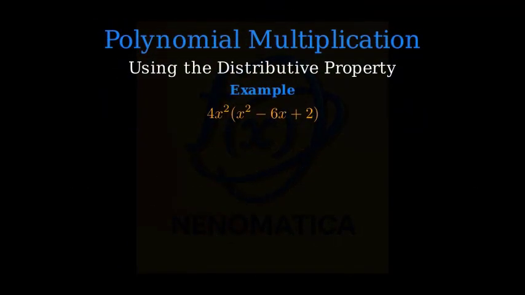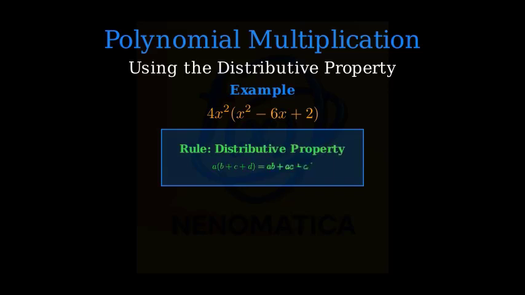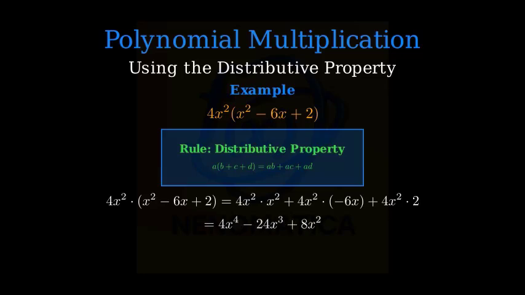We have the expression 4x squared times the expression x squared minus 6x plus 2. To multiply these expressions, we'll use the distributive property. This fundamental rule tells us that when we multiply a term by an expression in parentheses, we need to multiply that term by each individual term inside the parentheses. So we take our term 4x squared and multiply it by each term inside the parentheses: x squared, negative 6x, and positive 2. First, 4x squared times x squared equals 4x to the fourth power.